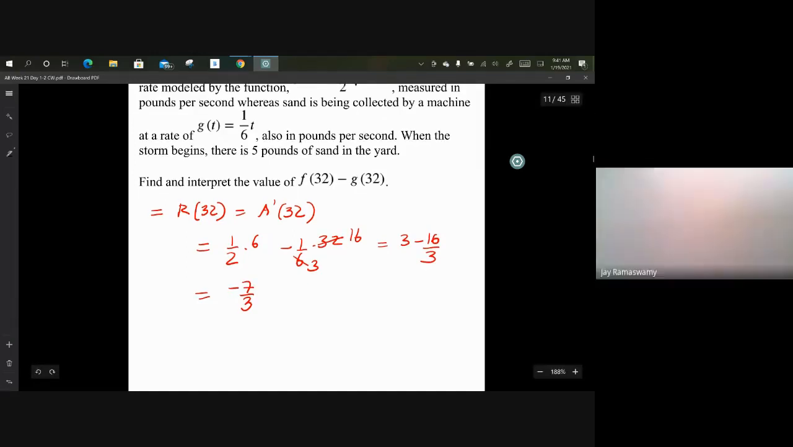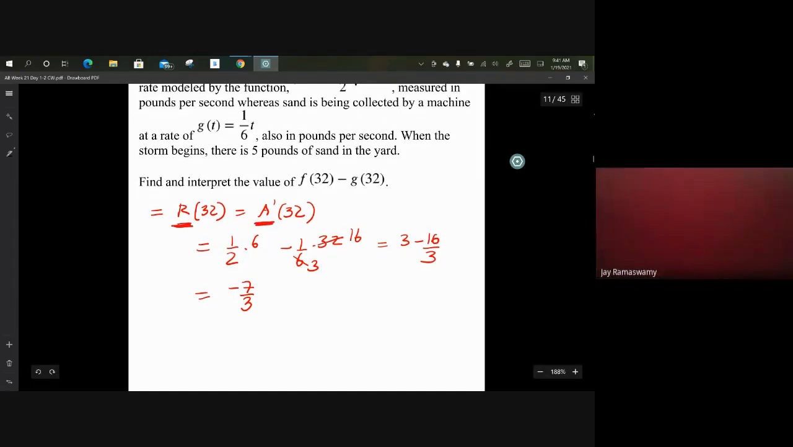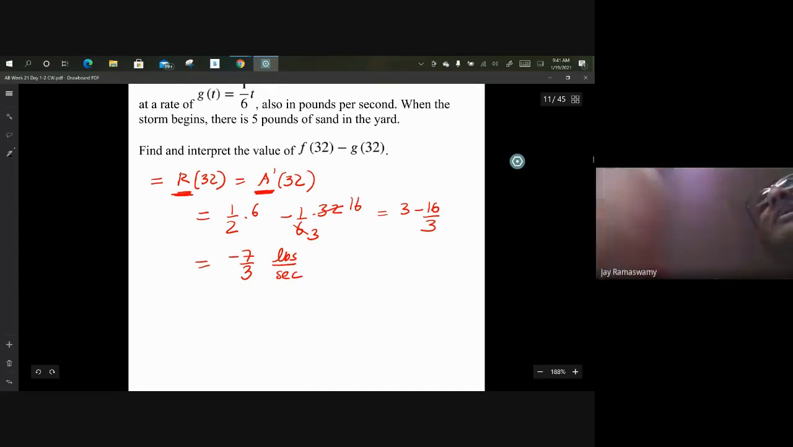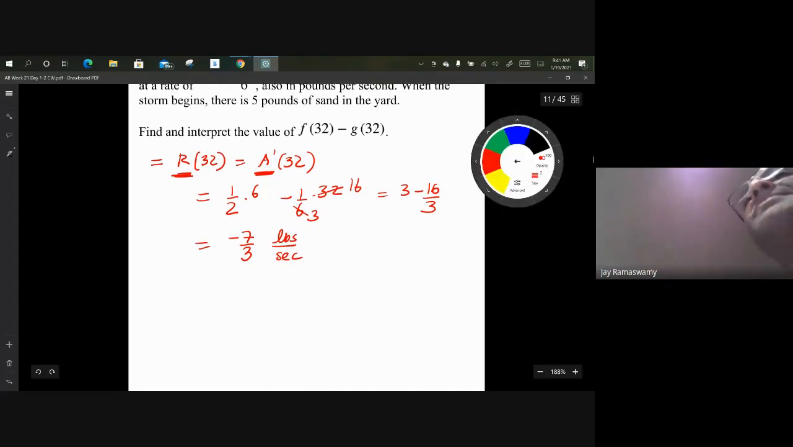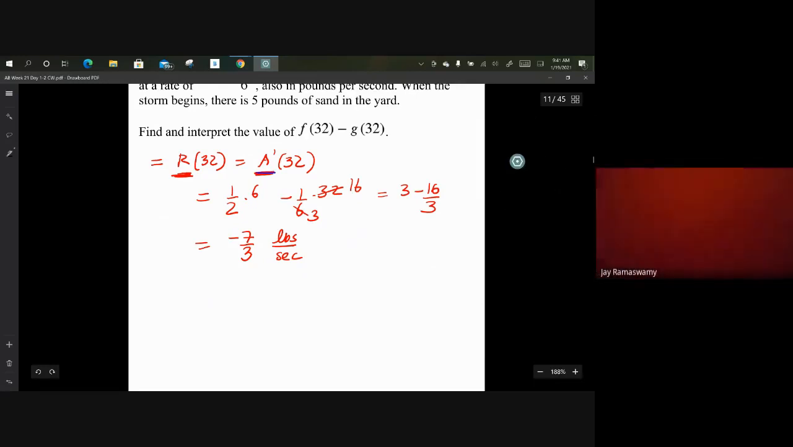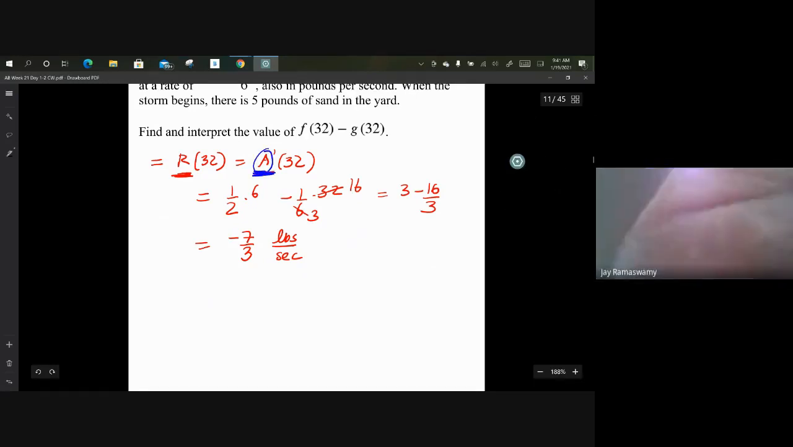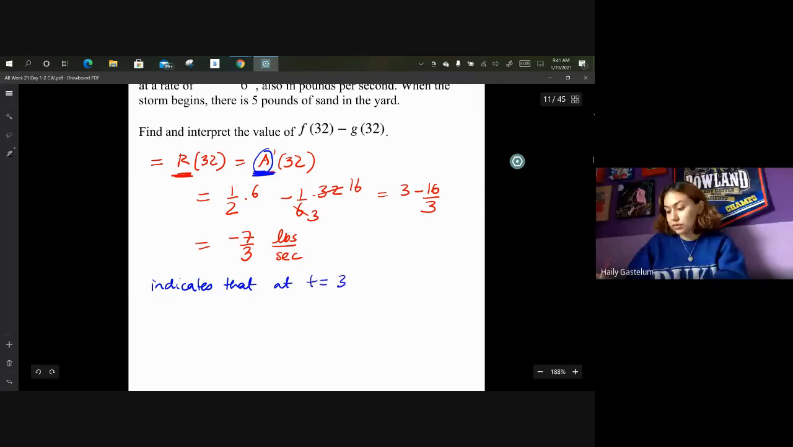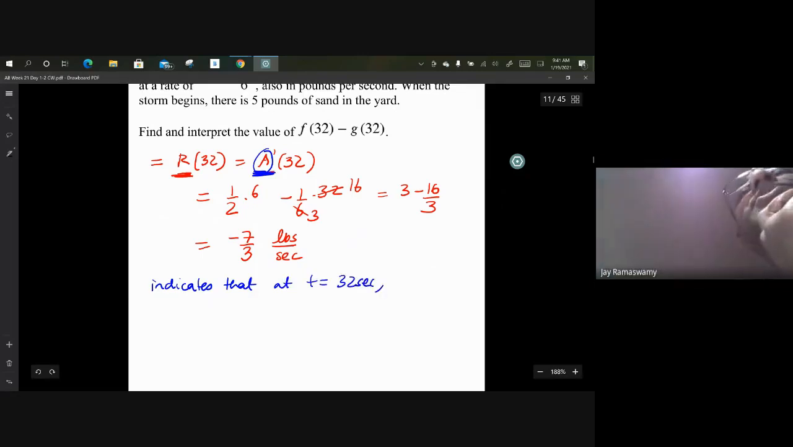Hint, it is r or A dash. What would your units be? Pounds per second. Let's write an interpretation. In case you've forgotten how interpretations are done from the first semester, look at the board, please. Remember, we look at the base with the derivative. Indicates that at t equal to 32 seconds. I'll give you two options. Choose wisely. Do we say the amount of sand is increasing or decreasing, or the rate of change of the amount of sand is increasing or decreasing?